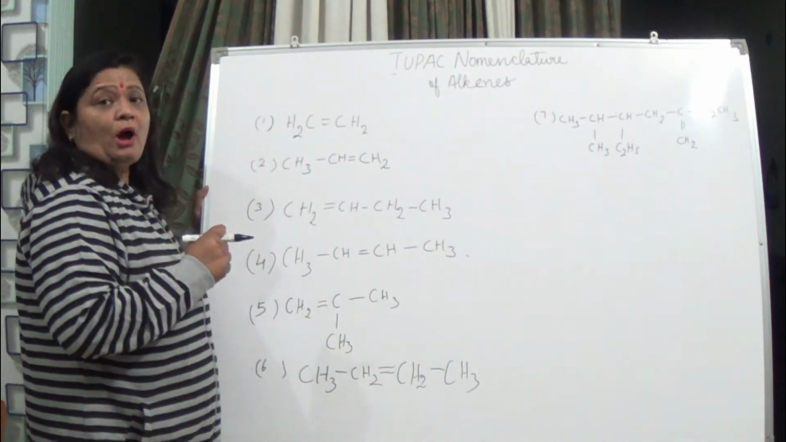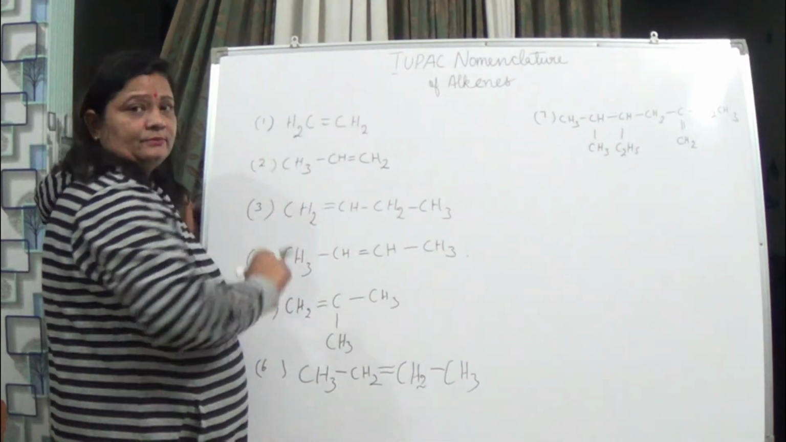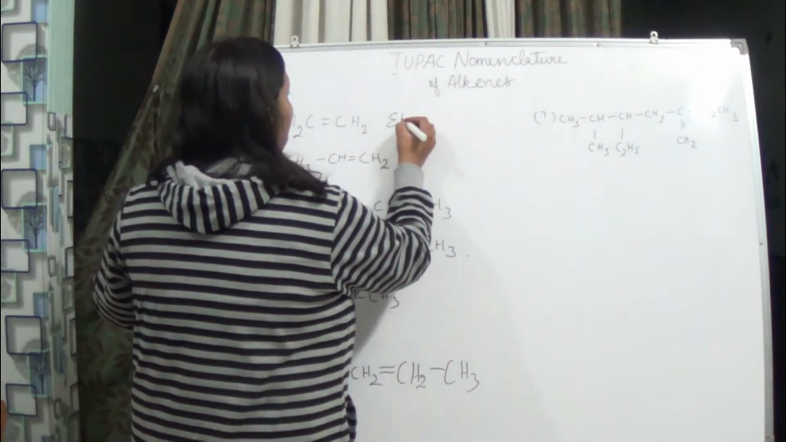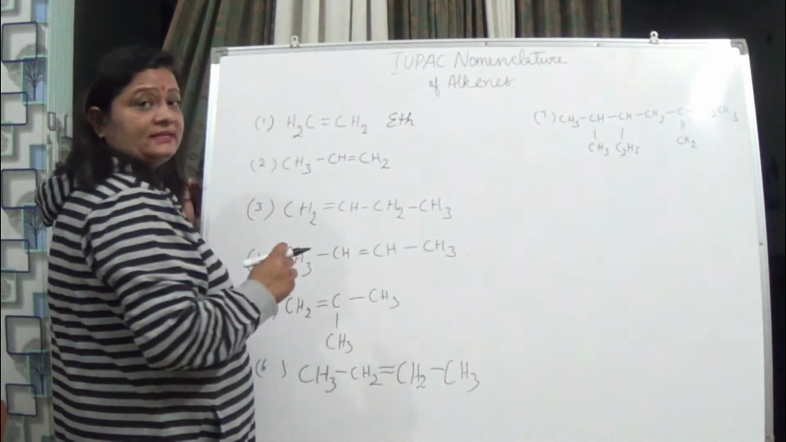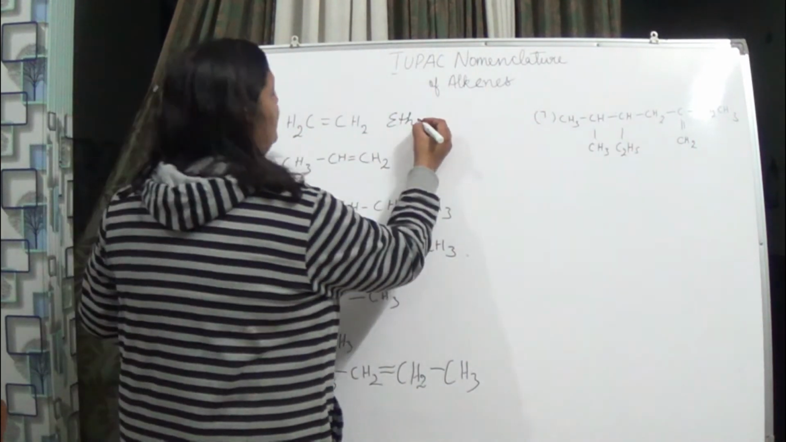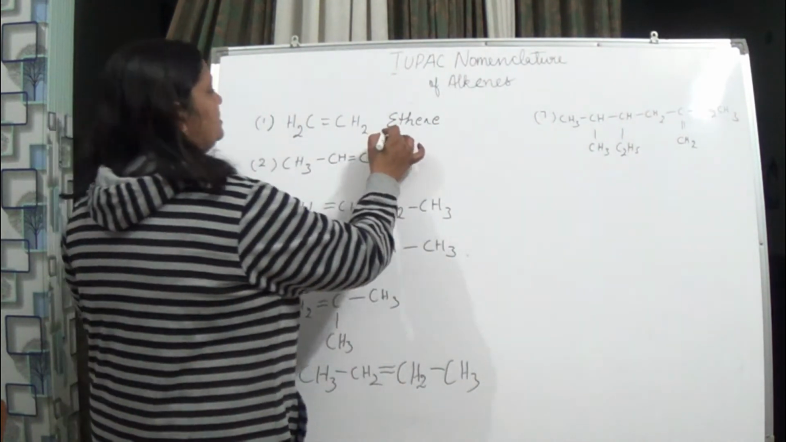So how will we be writing the names? If there are 2 carbon atoms, we will be writing what? Eth, isn't it? And yes, it is an alkene, a double bond is present over there. So we will be writing eth-ene.